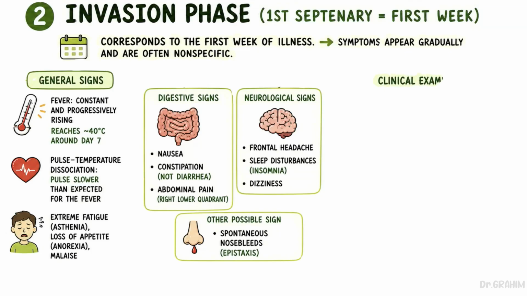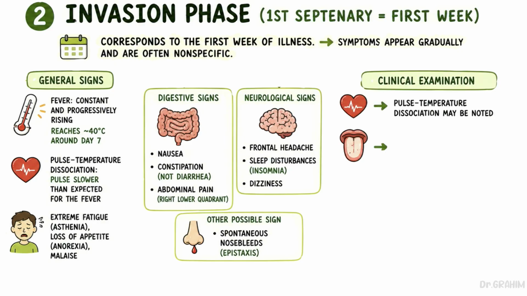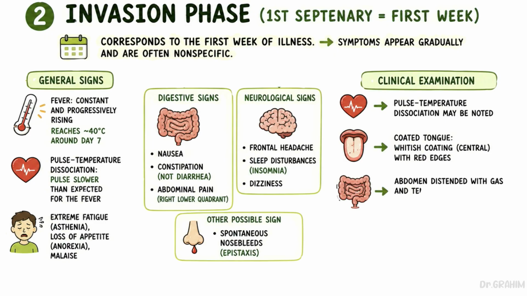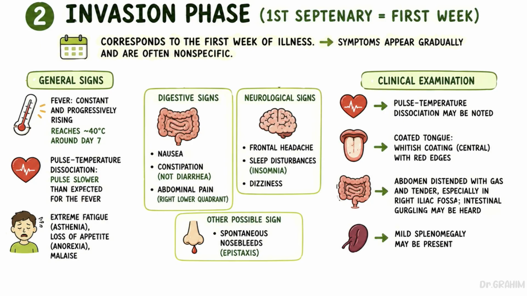During this phase, the physical exam is often unremarkable, but certain findings may guide the diagnosis. As we said before, pulse temperature dissociation may be noted. A coated tongue, or saburral tongue, meaning it is covered with a dirty whitish coating, often centrally with red edges. The abdomen may be distended with gas and tender, especially in the right iliac fossa, where intestinal gurgling may sometimes be heard. Mild splenomegaly, which is a slight enlargement of the spleen, may be present. Although inconsistent, it is a valuable sign.